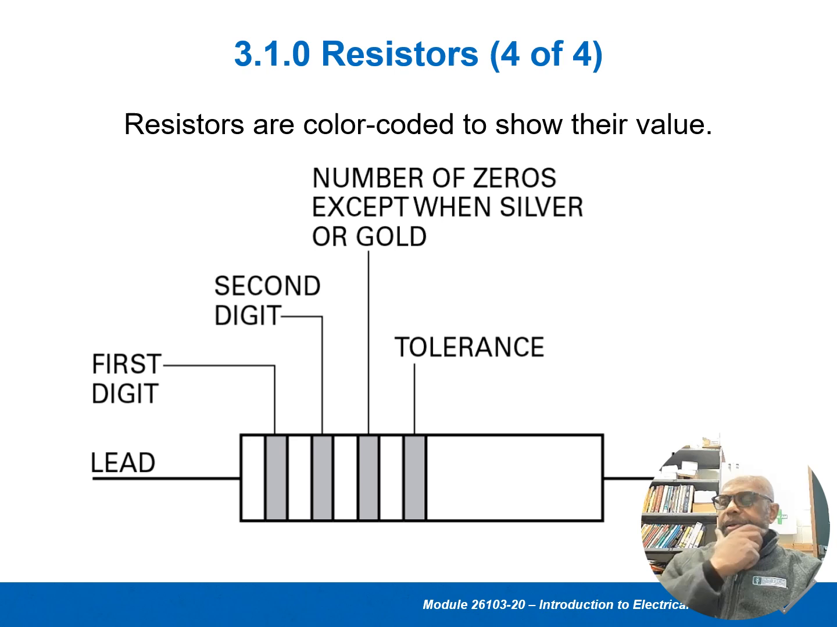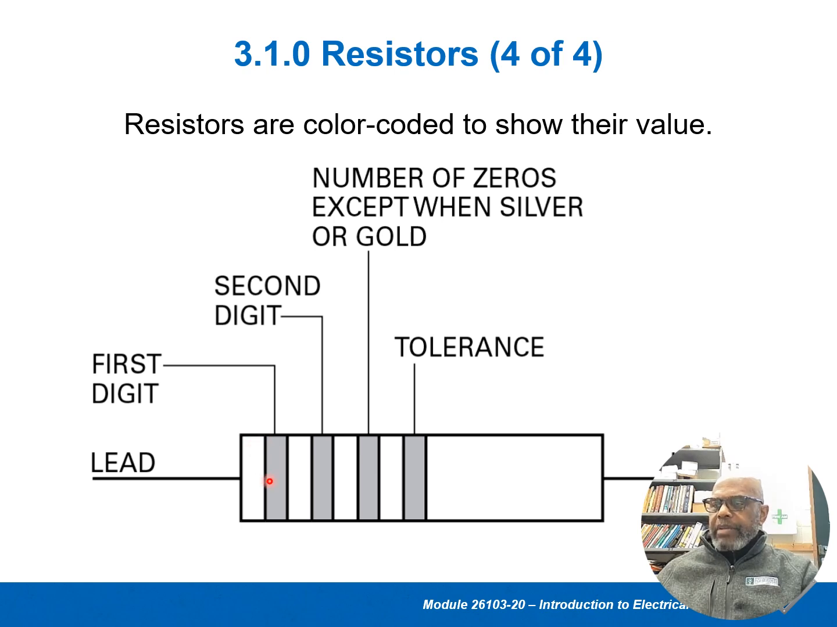Now, how do we read the resistance of a resistor? The first two numbers are very important. There will be a color chart that identifies each color with a number. For example, some of the common colors would be black, brown, red, orange, green, yellow. Each means something.